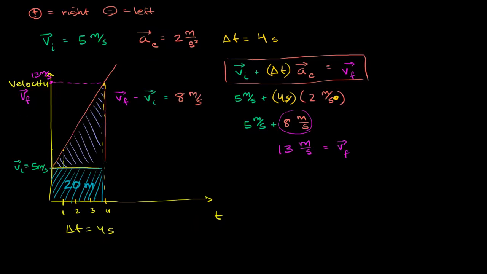So what's the area of this triangle? Well, area of a triangle is 1/2 times the base, which is 4 seconds, times the height, which is 8 meters per second. Seconds cancel out. 1/2 times 4 is 2, times 8 is equal to 16 meters. So the total distance we traveled is 20 plus 16 is 36 meters. That is the total, or I could say the total displacement. And once again, it's to the right since it is positive. So this is our displacement.